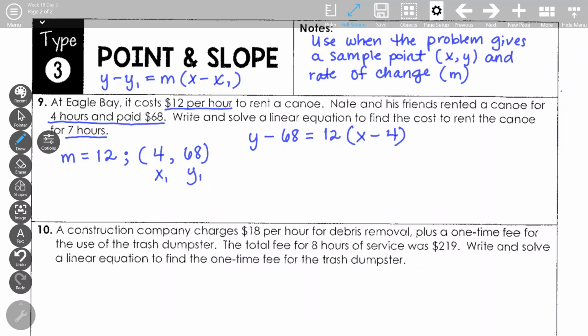Now we're going to just go ahead and solve this, right? Go ahead and solve it for y. So we've got to first distribute, right? Here. All right, bring down your y minus 68. Now 12 times x is 12x. 12 times negative 4. A positive times a negative is a negative. 12 times 4 is 48.